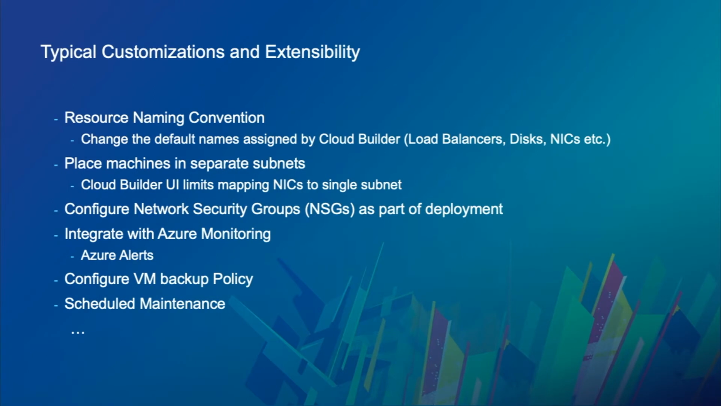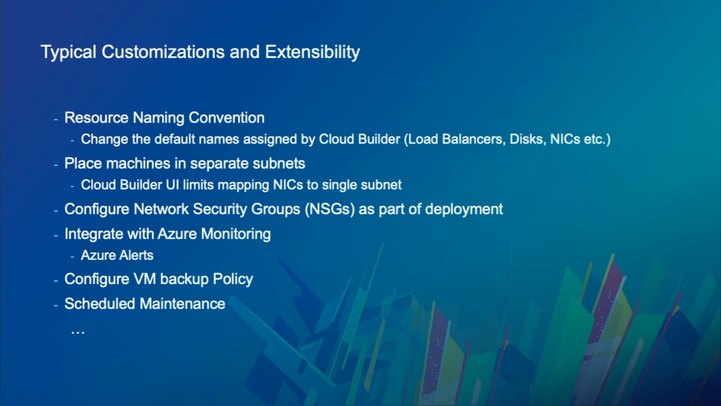What are some typical customizations that we see customers doing? Here are some examples. Cloud Builder, just given the nature of limited real estate on the UI, we try and limit the number of options that users can provide. One example is you get more fine-grained control over the exact name of resources, like load balancers or network interfaces or disks. Cloud Builder has some default names, but if you did want to change them, extensibility is provided through these automation artifacts.